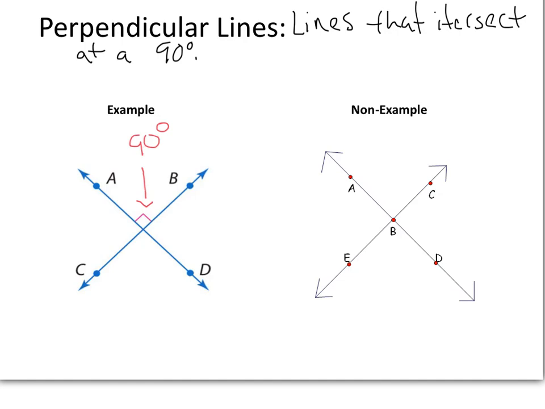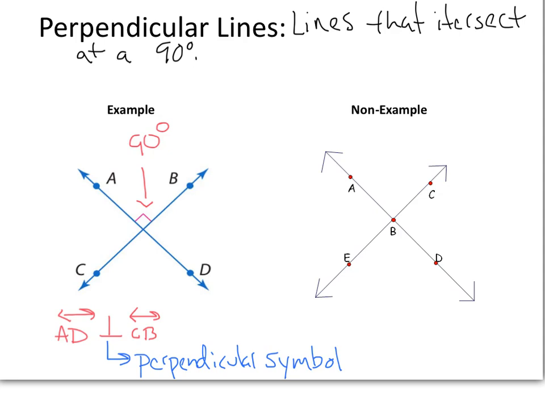Well, now we can see that line CB and line AD intersect at a 90-degree angle, making them perpendicular. And the proper way to write this would be line AD is perpendicular to line CB, where, as you can see, this upside down T is the notation for perpendicular.